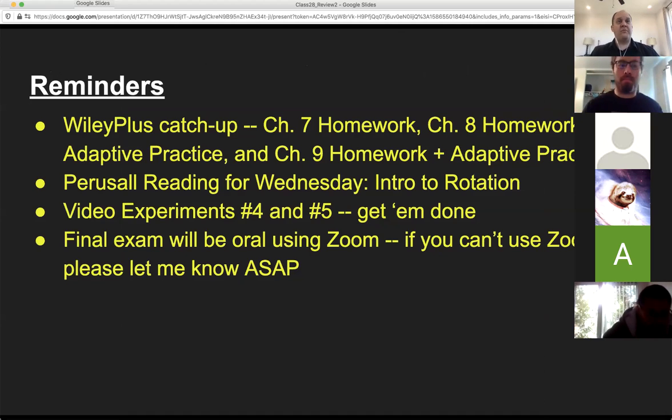So reminders. I've decided to make it so that homework 9, the chapter 9 homework and adaptive practice in Wiley Plus, aren't due until next Friday. So that means this week is just Wiley Plus catch up. So the chapter 7 homework, the chapter 8 homework and adaptive practice, and the chapter 9 homework and adaptive practice. We got to catch up on those things. So the due dates have all been changed as of this morning, so they should be accessible to you, and you can get cracking. And this week you can really hopefully get those all squared away.